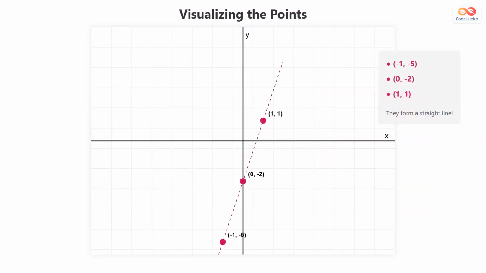Finally, we can take those ordered pairs and plot them on a coordinate plane. (-1, -5) goes here. (0, -2) is here. And (1, 1) is here. Do you see how they line up perfectly? We have generated points for a straight line.